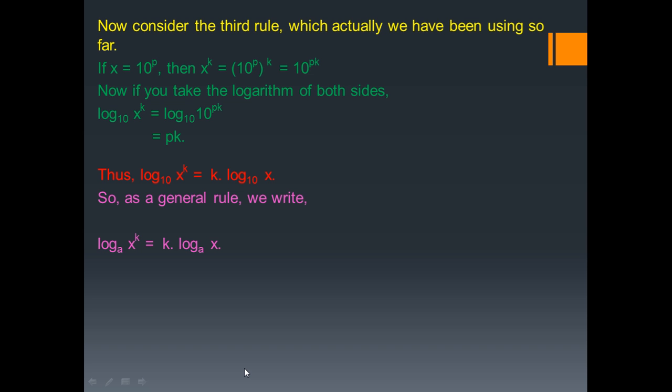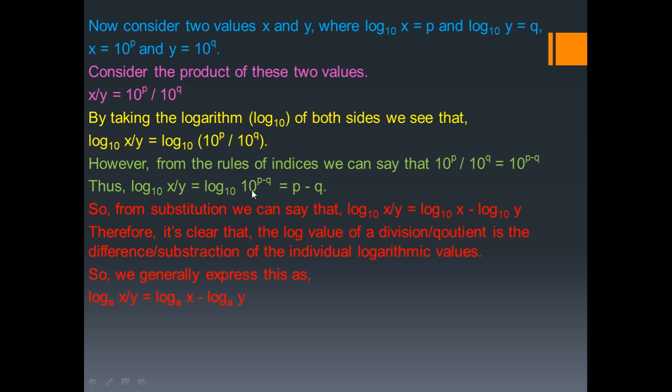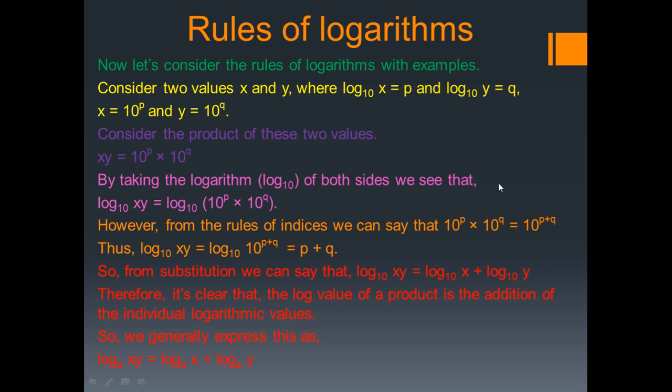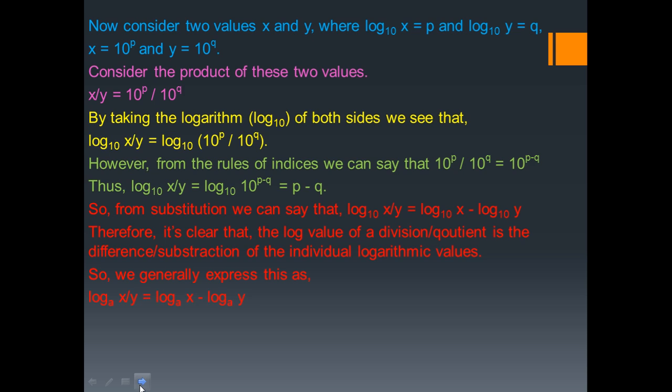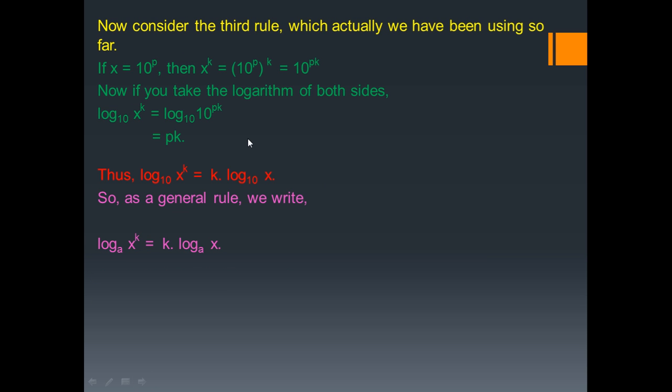So I have been using this concept throughout this video. So what is log of 10 to the power p minus q to the base 10? How does that equal p minus q? And log of 10 to the power p plus q to the base 10 equals p plus q. So that is explained in this slide. So the third rule explains why that happens.